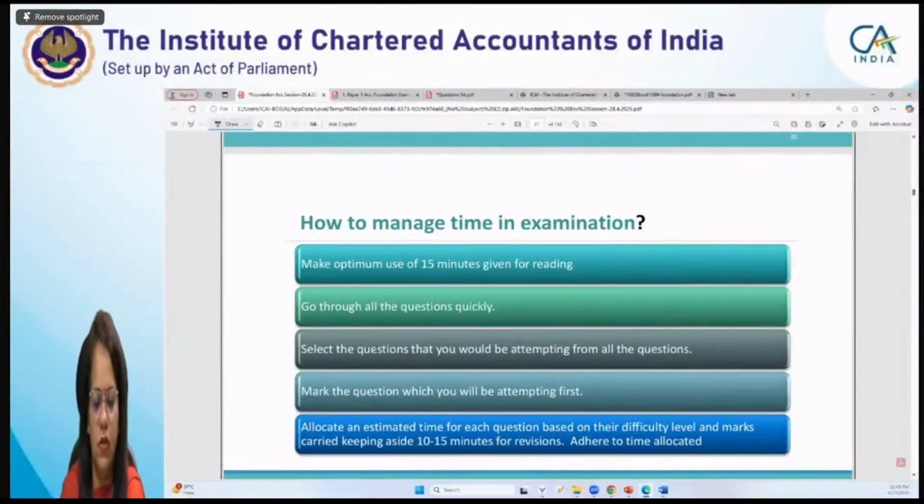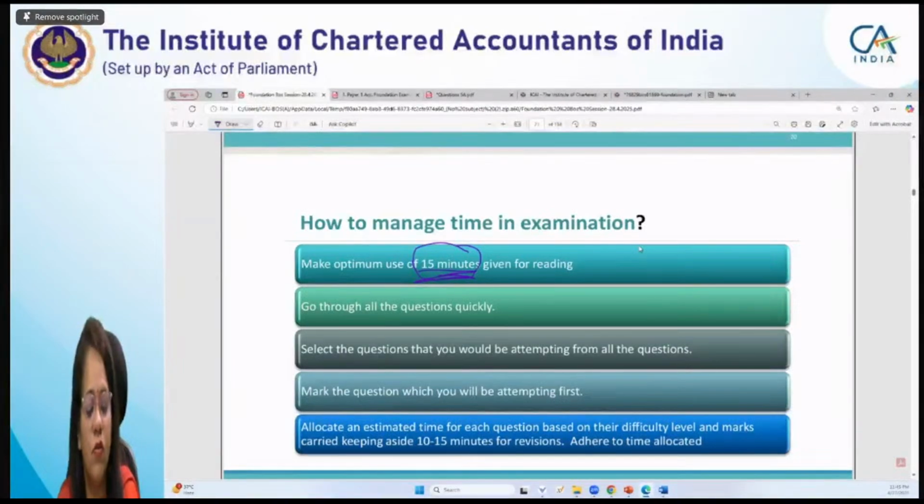Okay. So, how to manage time in the examination? Make the maximum, optimum use of 15 minutes. These 15 minutes are the golden time. See, we never used to get these 15 minutes. So, strategize your time, which question you are doing, and read it thoroughly. If you think there is some different adjustment, please read it thoroughly.